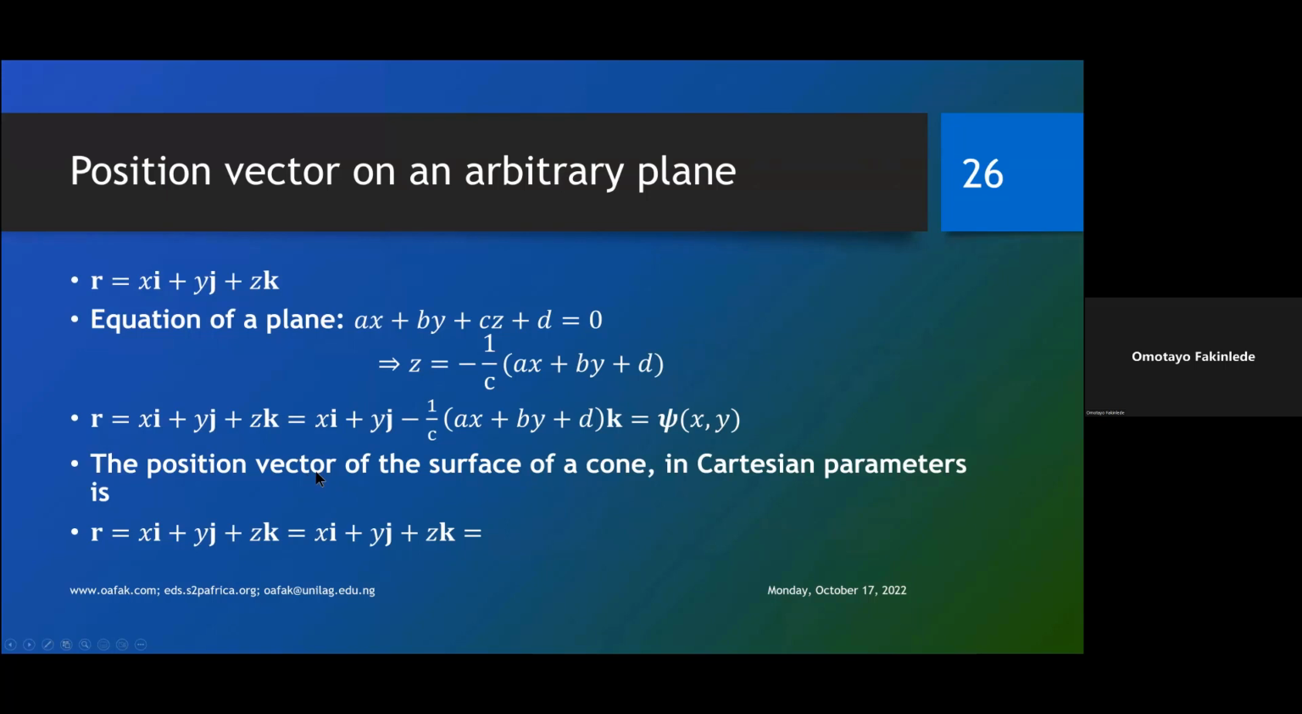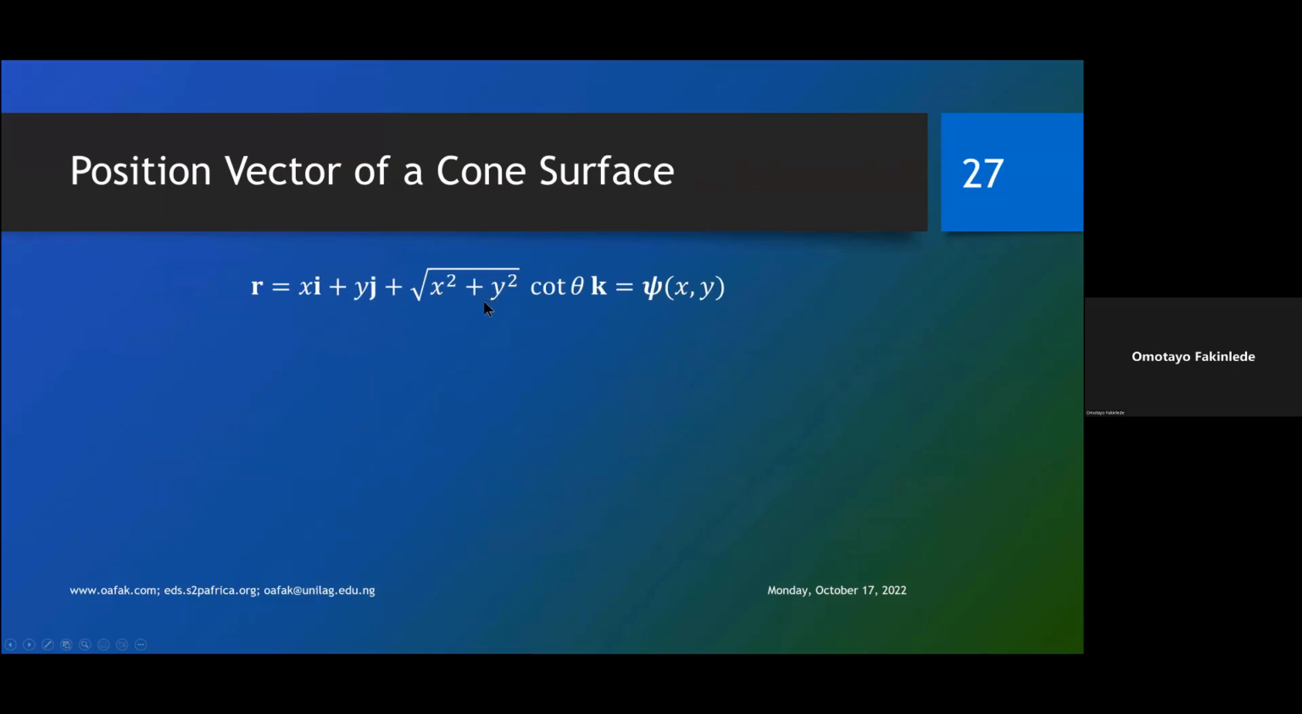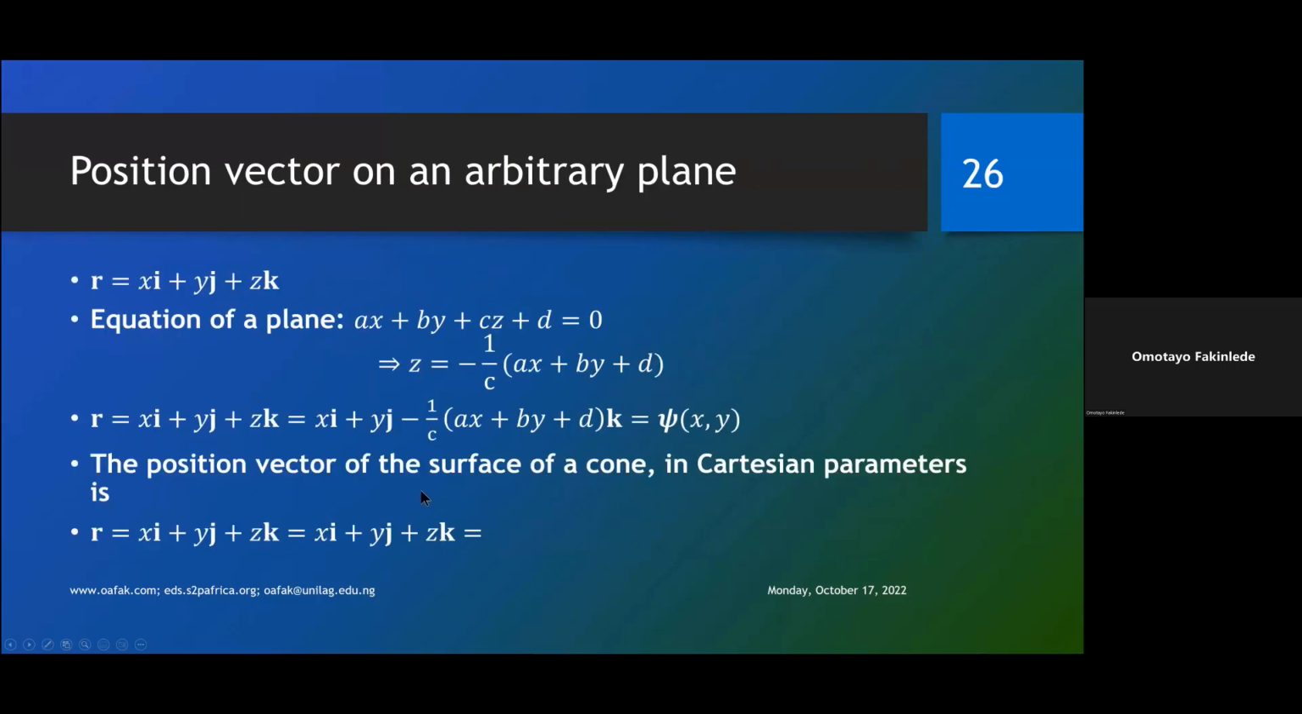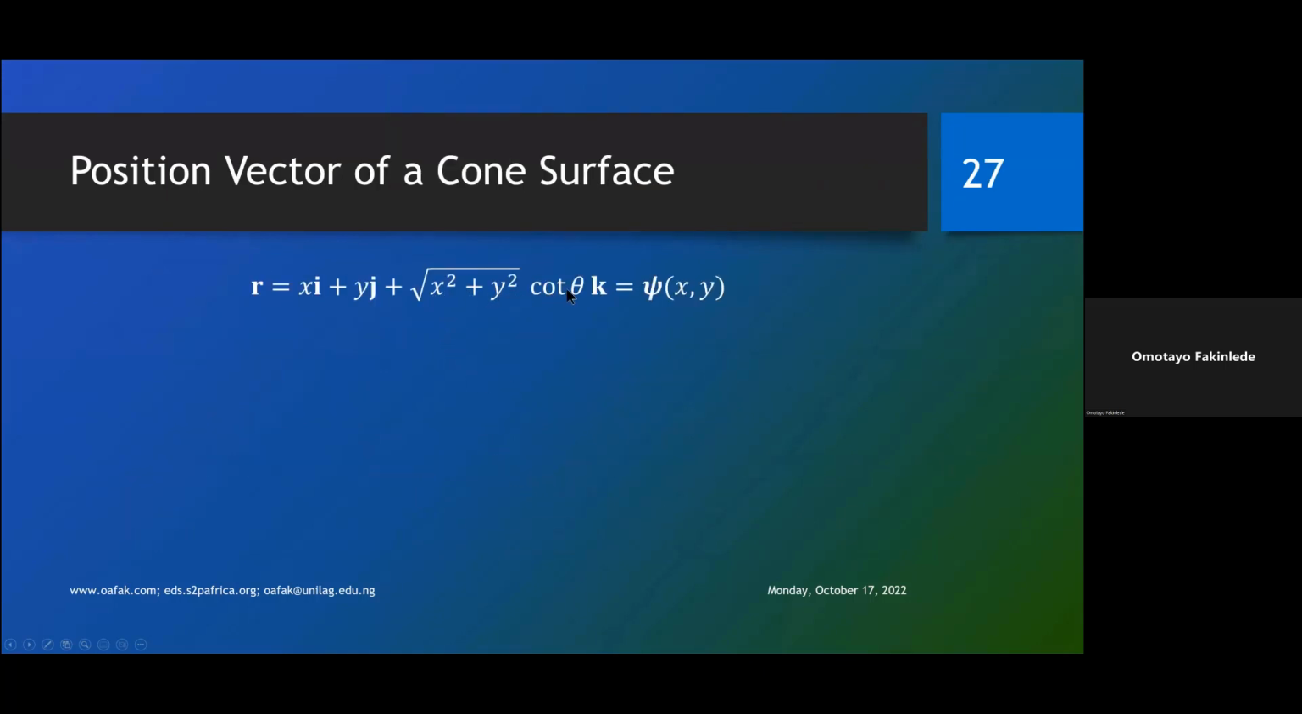Similarly, you can parameterize a cone that way. In the cone, the z coordinate is related to x and y as the square root of x squared plus y squared times cotangent of theta. Therefore, you can see that the surface of the cone is again a function of x and y. Just always know that we can reduce the number of variables to 2 and get a surface if we keep one fixed and express it in terms of the others. That is how surfaces are defined.